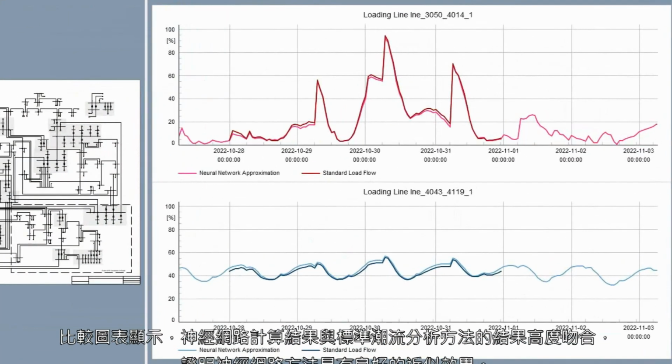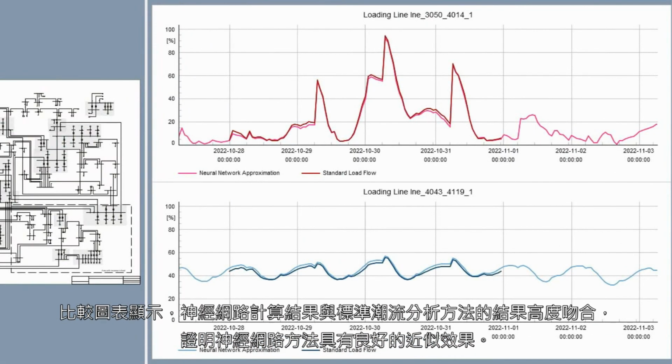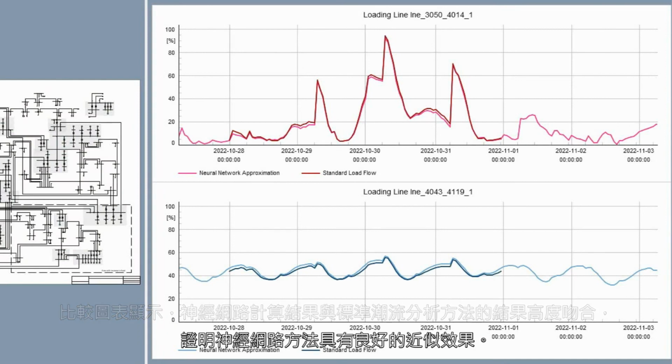The comparison in the plots shows us that the neural network calculation is in fact a good approximation to the results obtained using the standard load flow method.